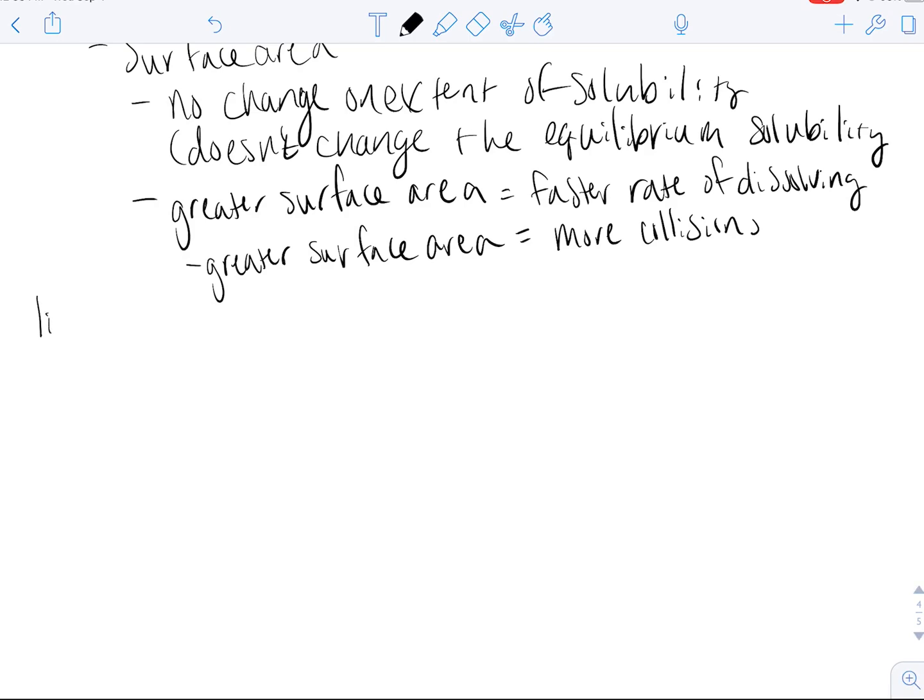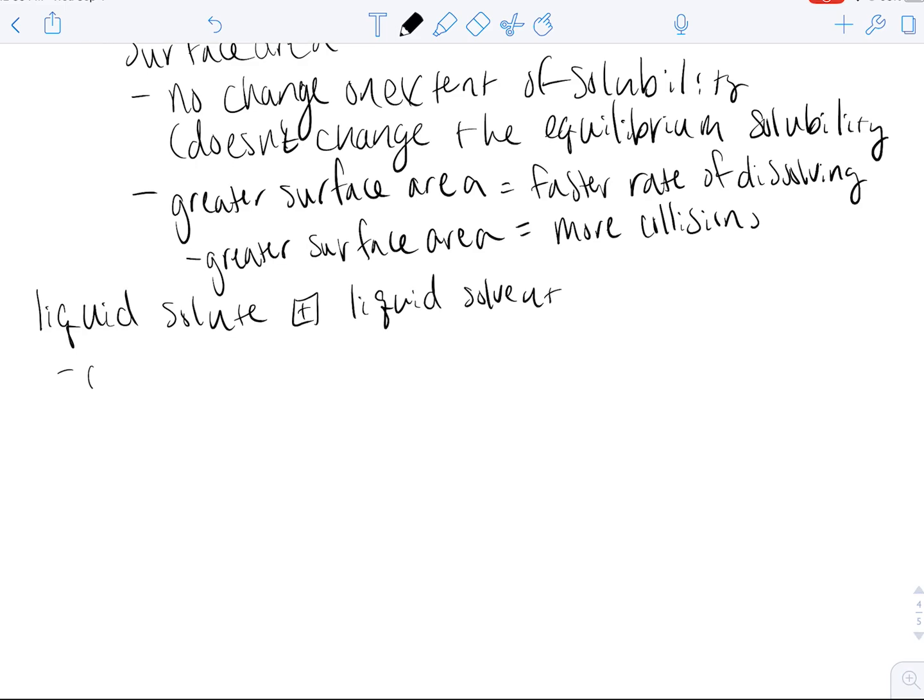Next, we're going to look at a liquid-liquid system, so liquid solute plus liquid solvent. The only thing that's going to make any difference here is intermolecular forces. The other factors have no impact.